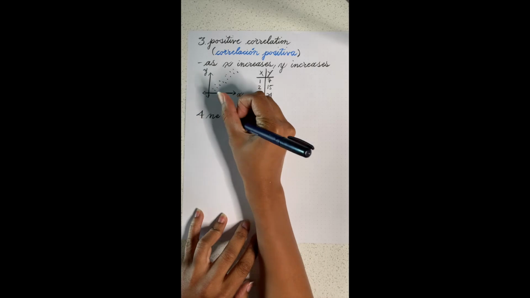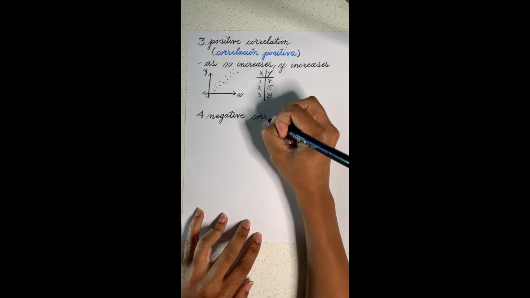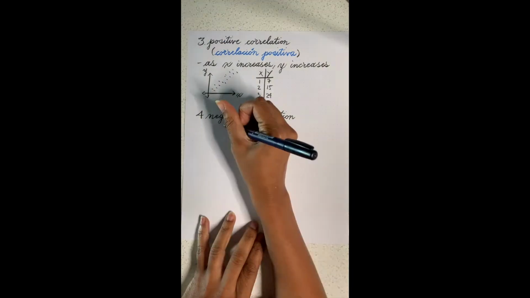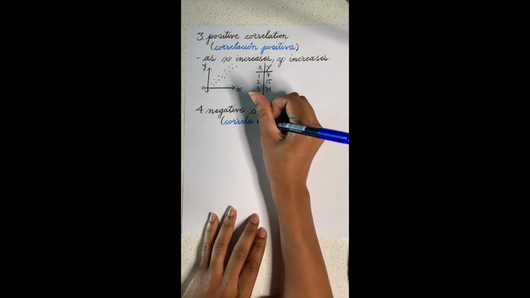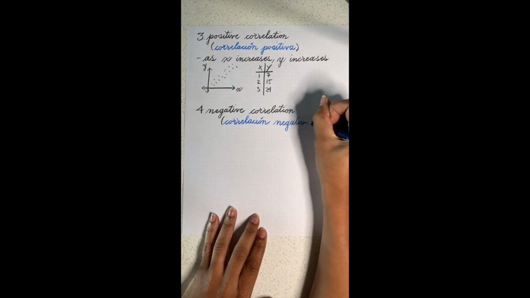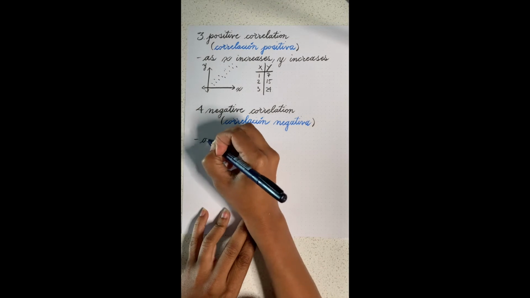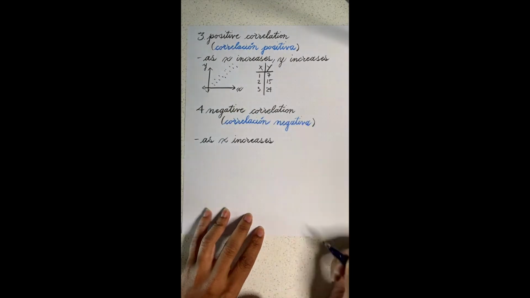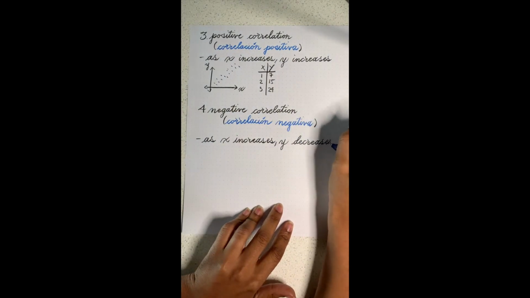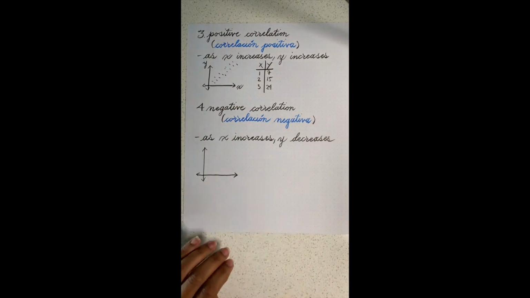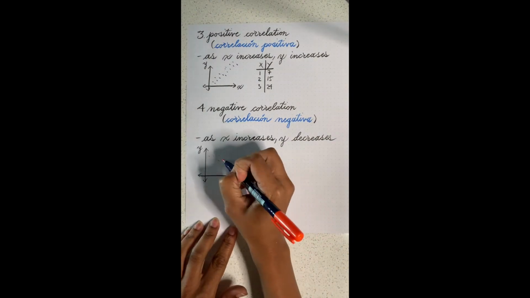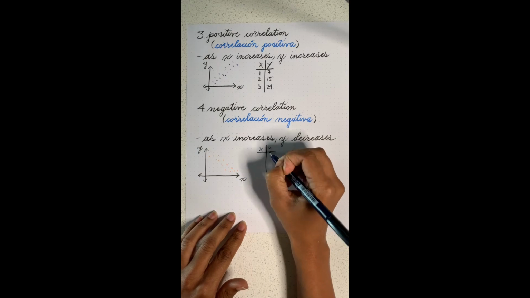So next we have negative correlation, or correlación negativa. So when X increases, Y decreases. Or cuando X sube, Y baja. Okay, so that's going to look like a negative slope, and the points will be going down from left to right. Los puntos van a bajar from left to right. Okay?